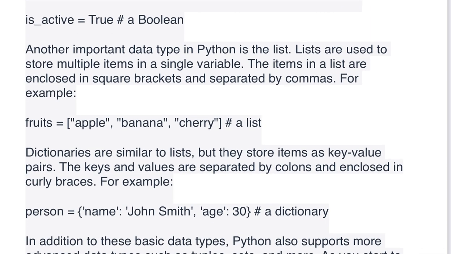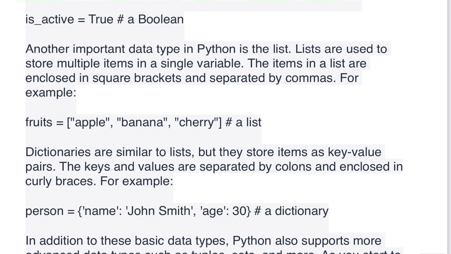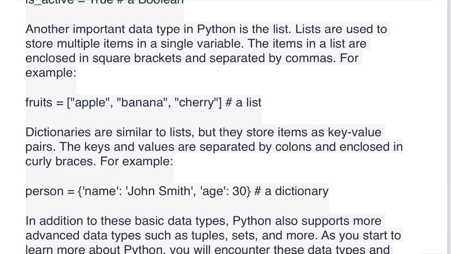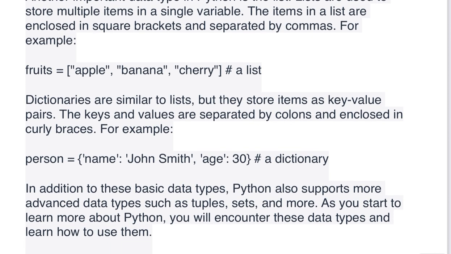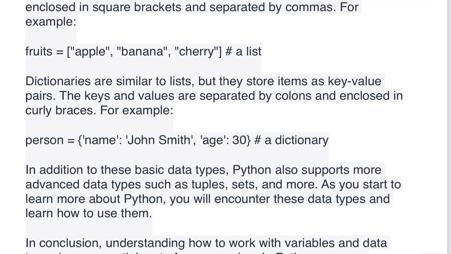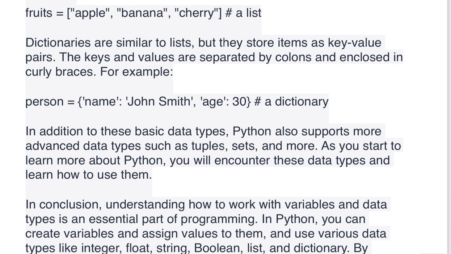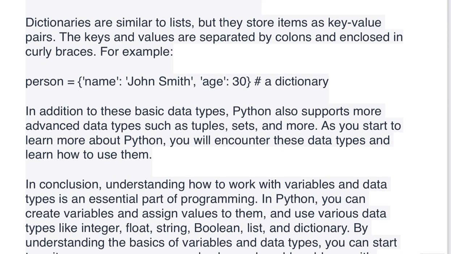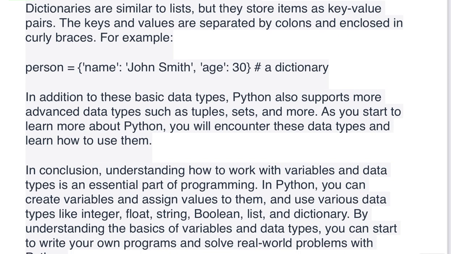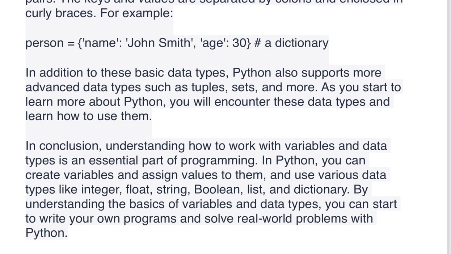Another important data type in Python is the list. Lists are used to store multiple items in a single variable. The items in a list are enclosed in square brackets and separated by commas. For example, fruits = ["apple", "banana", "cherry"] is a list. Dictionaries are similar to lists, but they store items as key value pairs. The keys and values are separated by colons and enclosed in curly braces. For example, person = {"name": "John Smith", "age": 30}.